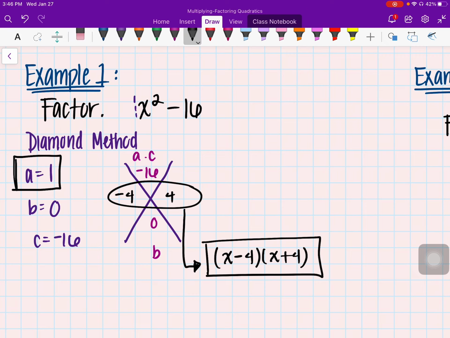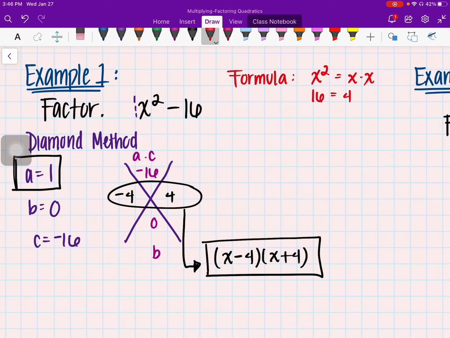Now let's go ahead and see it using the formula, guys. I'm going to do it in a different color. What the formula says is that if you have a quadratic binomial expression where both of the terms are perfect squares, then you're able to use the formula. So it looks like this. If you take a look, both x squared and 16 are perfect squares. You have x squared being x times x. You have 16 being 4 times 4.